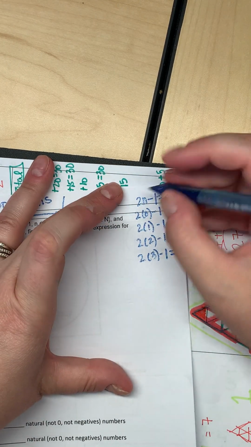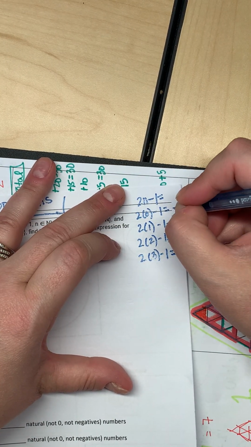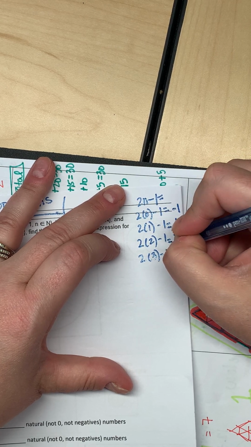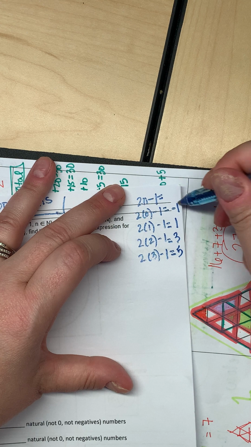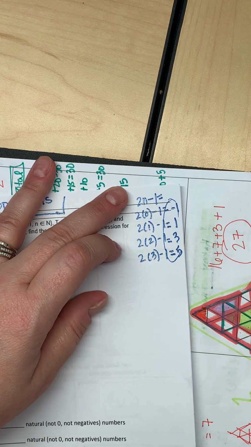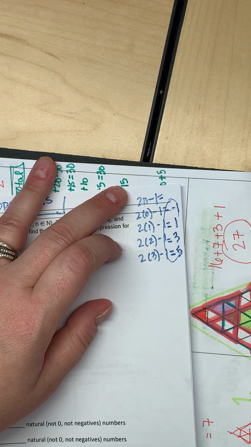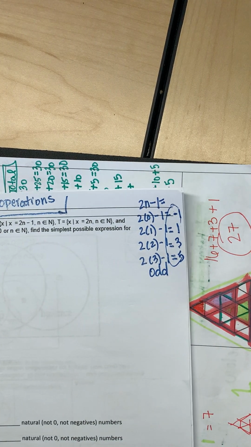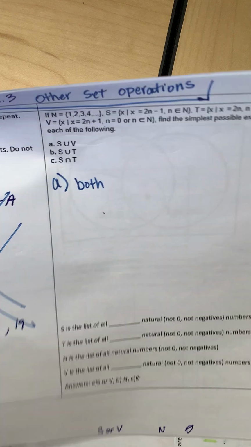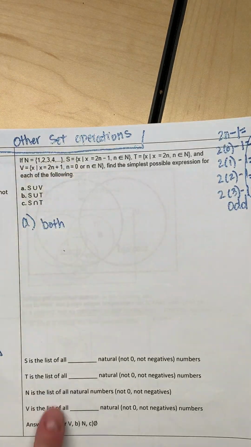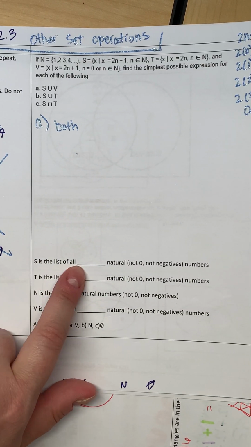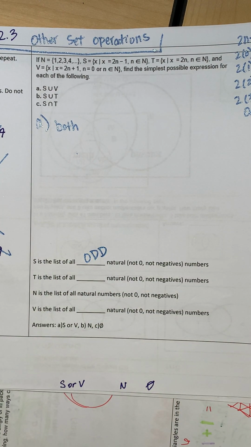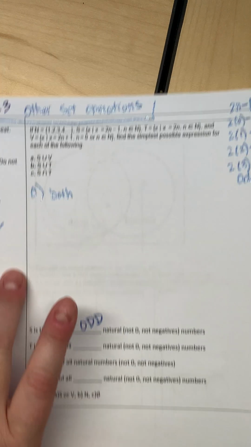When I do this, we'll see that every number that pops out has something special about it. Like for instance, I get -1, then 1, then 3, then 5. What are all these numbers called? 1, 3, 5. They're called odd numbers. So 2n minus 1 is the odds. So that was S. I'm just going to go down here and say S is the list of all odd numbers.